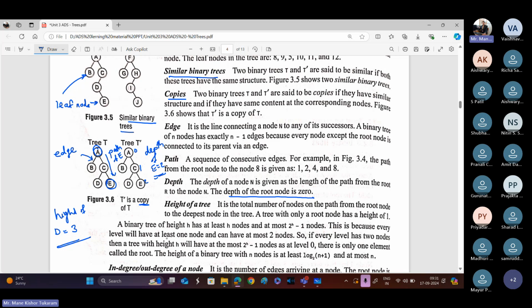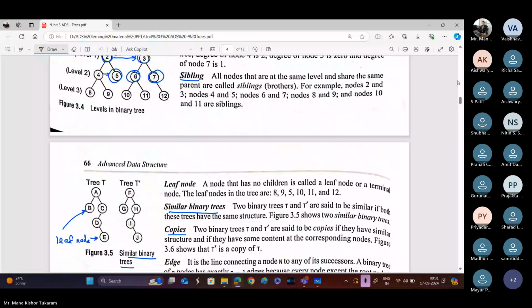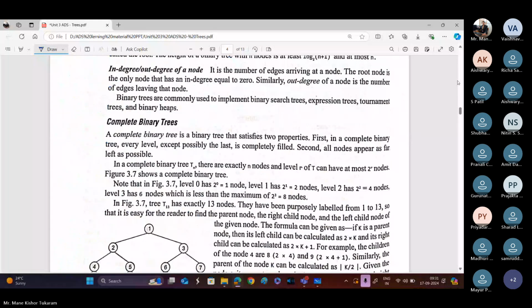So in this way, these are the particular concepts related to the binary tree. Then we have just seen the in degree and out degree, that is the number of edges which are coming in and which are going outside.